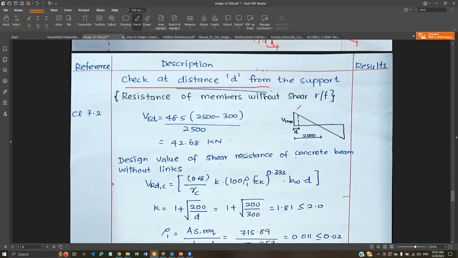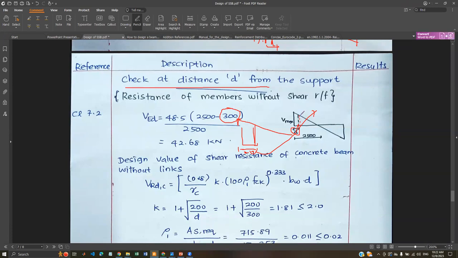To perform the check at distance D, I'm just going to assume my D is 300 millimeter. This is my assumption. You can even go for 400 or 500, but since my beam width is 250, I'm just going with the very near part. So for my calculation I'm going to go with 300 millimeter. In order to be validated, I'm very safe, right? If I just take the closer part, I will be safe, no? That's the reason why.